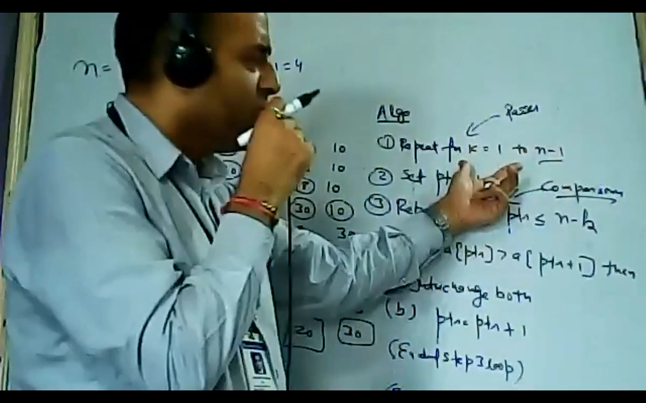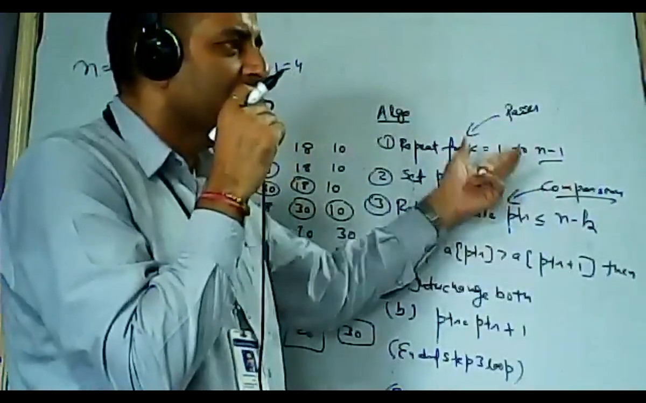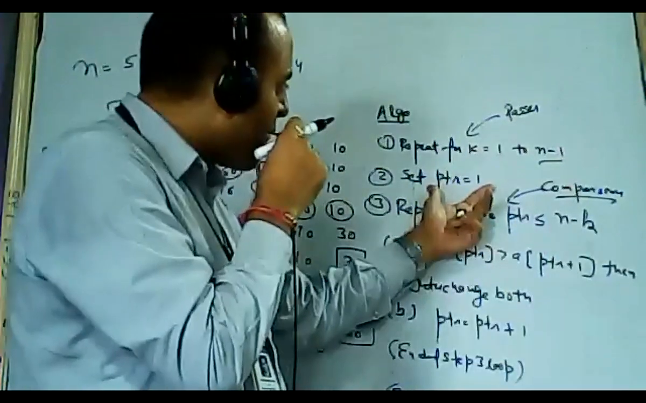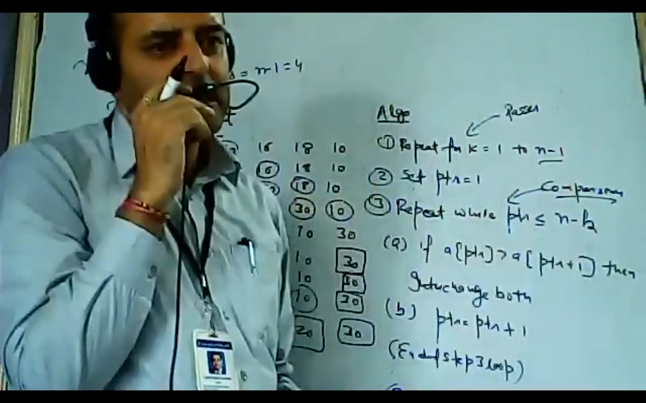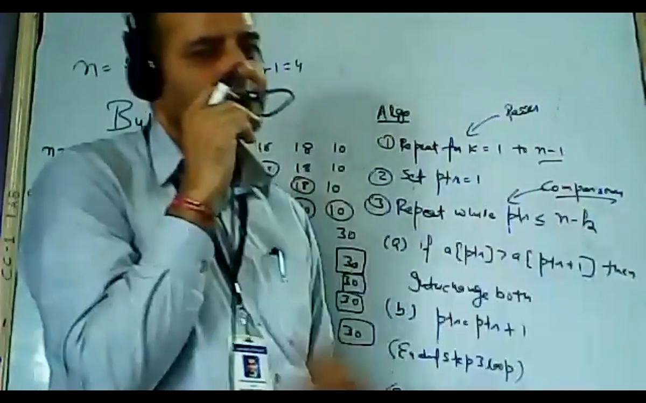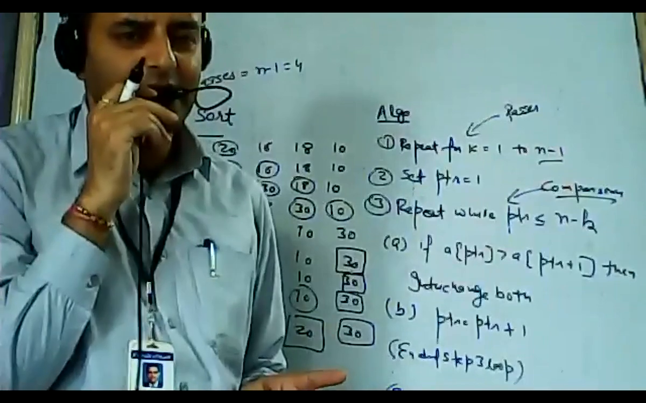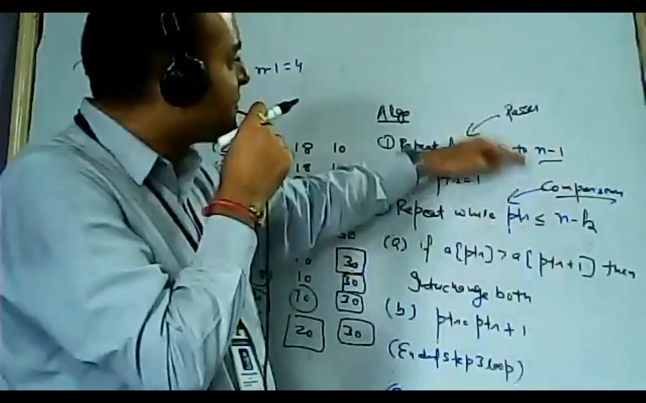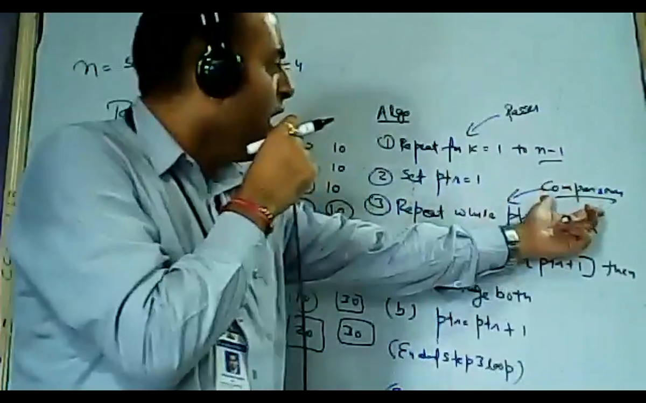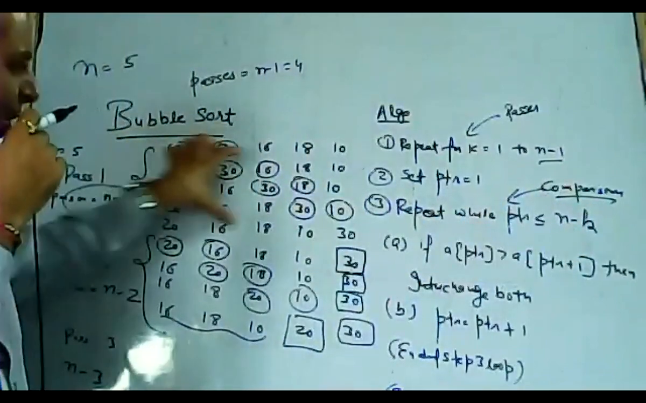If K is 2, that means second pass. In second pass, how many comparisons were there? N minus 2. So pointer will move from 1 to n minus 2. If K is 3, how many comparisons will be there? N minus 3. So pointer will move from 1 to n minus 3. Now is it clear? So outer loop is for passes and inner loop is for the comparisons within one pass.